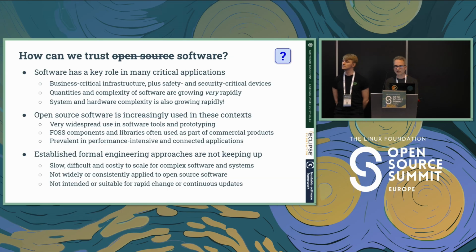So what are the problems we're actually trying to solve here? I mean, the first one's obvious. It's how can we actually trust software in a particular context? And I've crossed out the open source software because often open source is the problem here, but it's software in general that's the challenge. It has a key role in many critical applications. Open source software is increasingly used in those contexts, or at least people want to use it in those contexts. And in a lot of cases, it's used anyway. People use it in the tooling. They use it in libraries and things, and they just conveniently forget that. And the established formal engineering approaches are just not keeping up with this, not just with open source, but with just complex software in general.